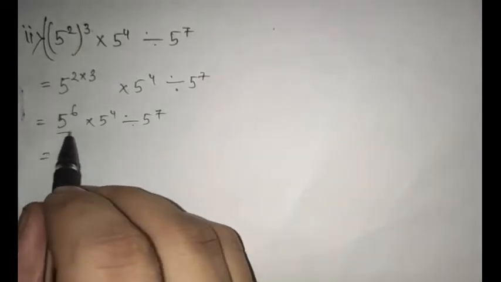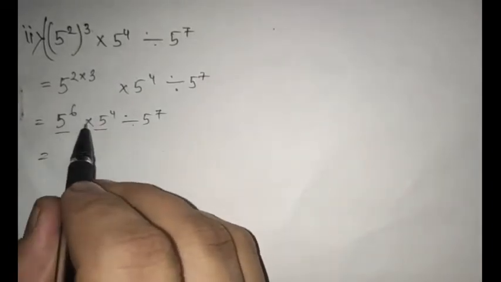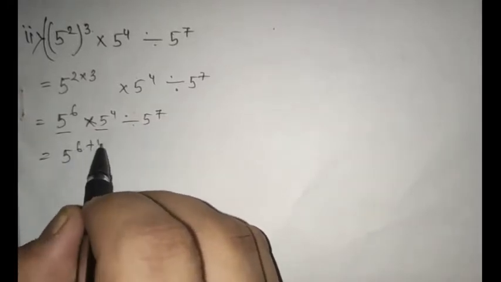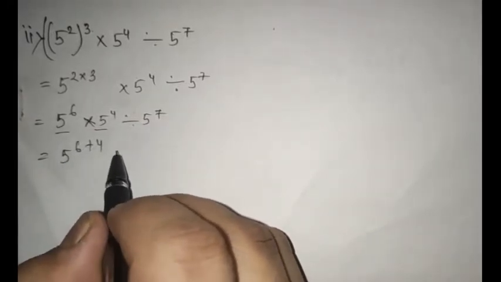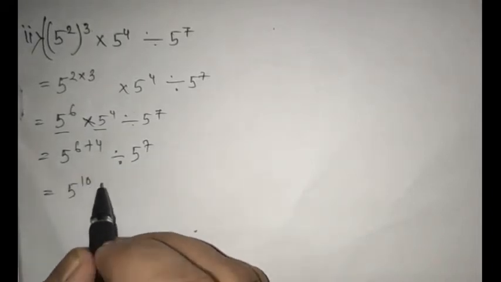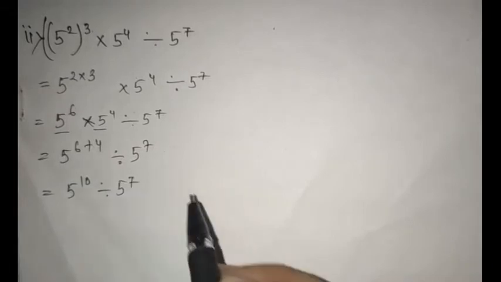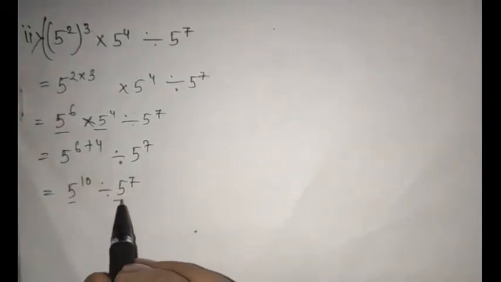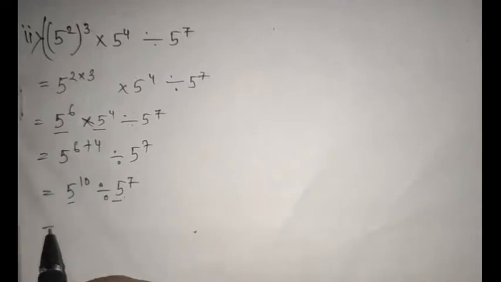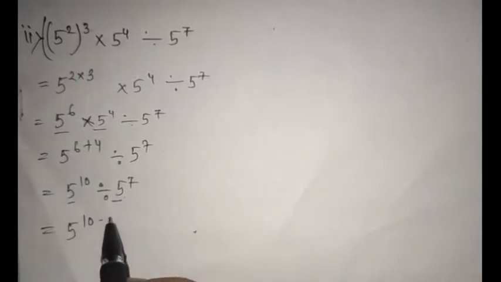So now when you have the same base and if there is a multiplication sign, what will happen? Your power will be added. So 5 to the power 6 plus 4 divided by 5 to the power 7. So 5 to the power 10 divided by 5 to the power 7. Now you have the same base, but the division sign is there. Now what will happen to the power? Now the power will be subtracted.